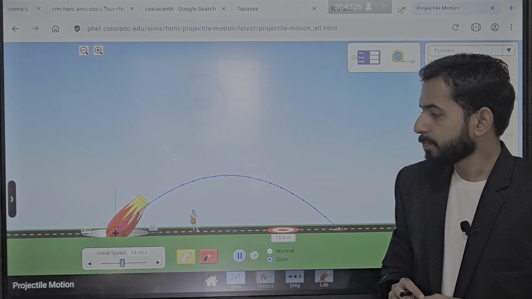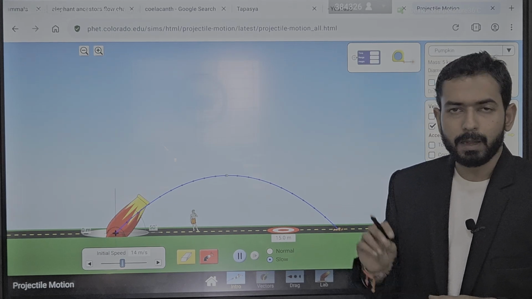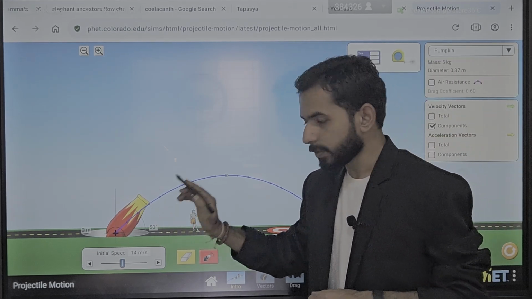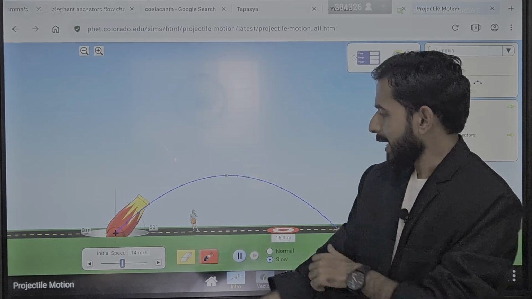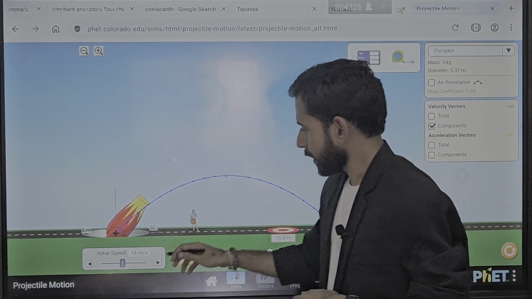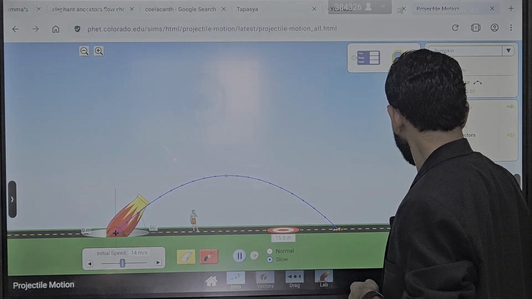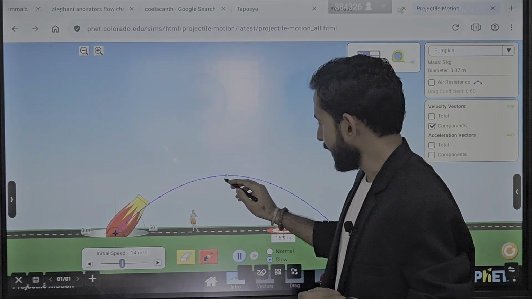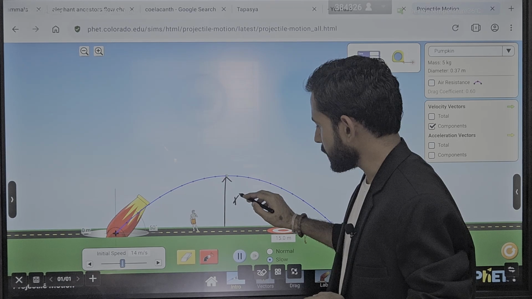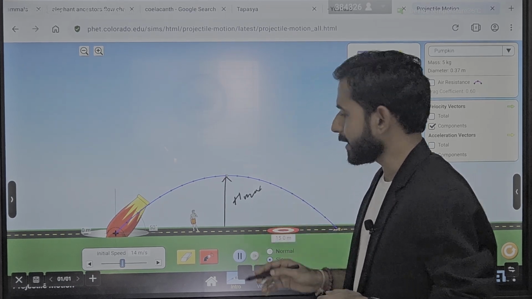It is the angle that is made by the vertical to the particle. So this is the angle with which you are projecting it, and this height, let's suppose if I take it, this height that is attained by the particle is called the maximum height, also written as h max.